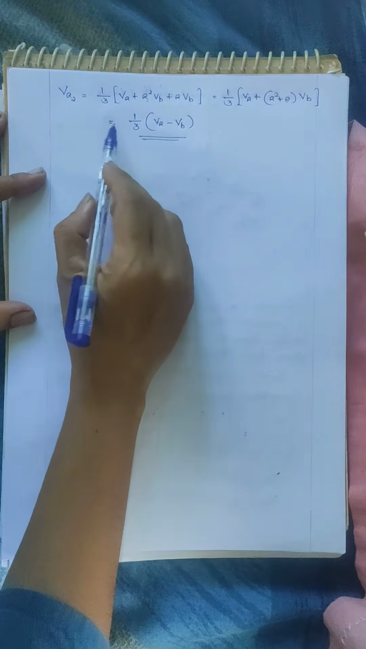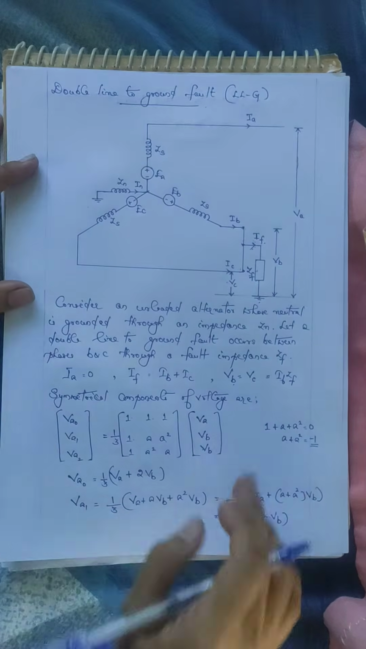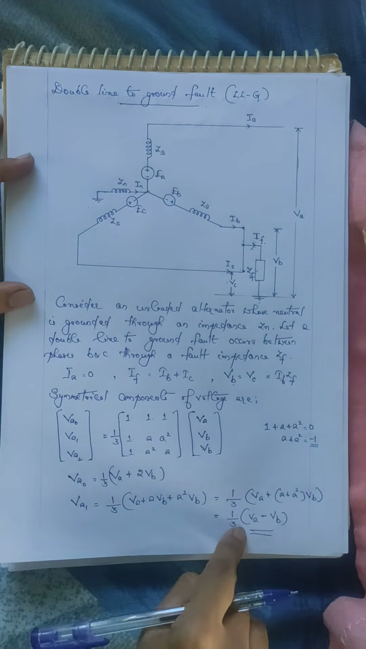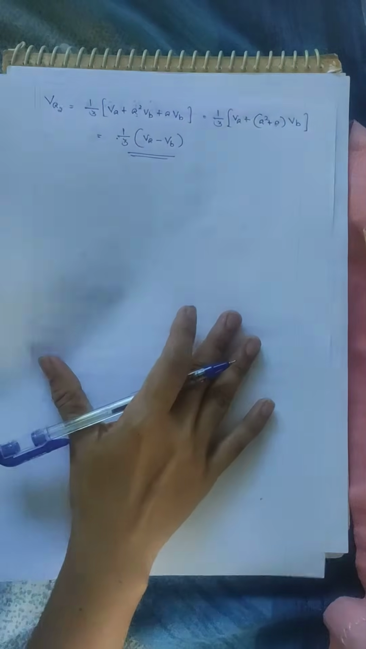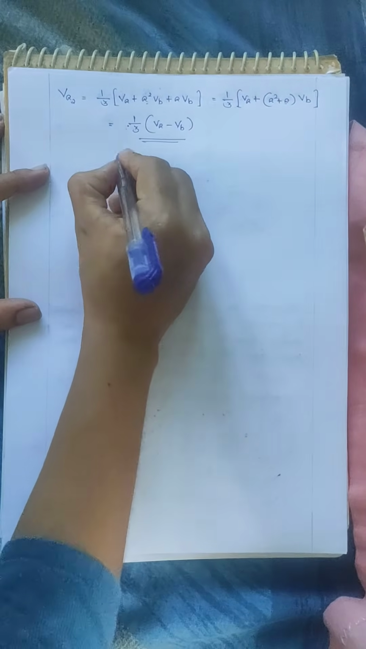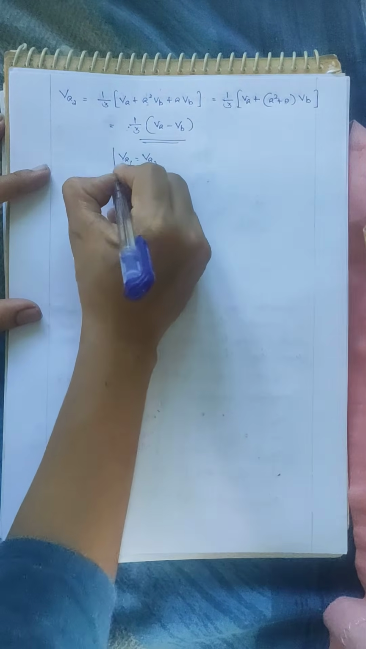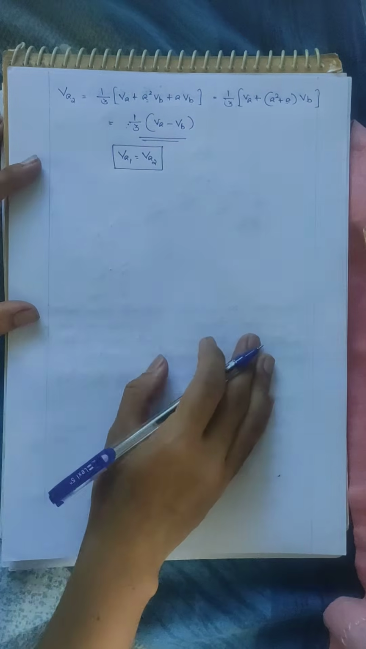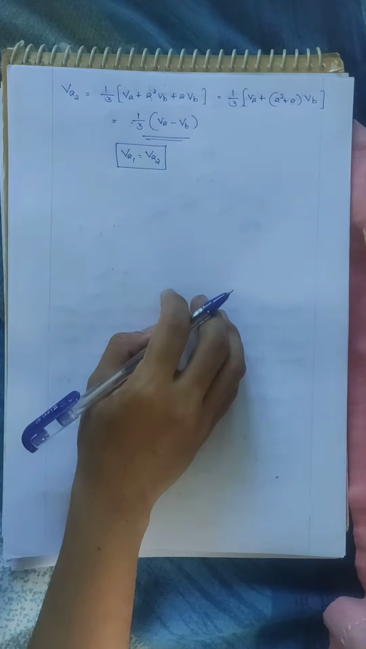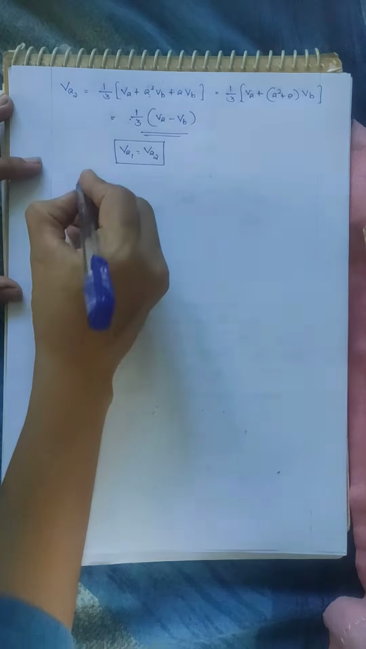So we got both VA1 and VA2 as 1 by 3 into VA minus VB. See, VA1 is also 1 by 3 into VA minus VB. So VA1 and VA2 are the same. So we got VA1 is equal to VA2. This is an important relationship, so note it down.